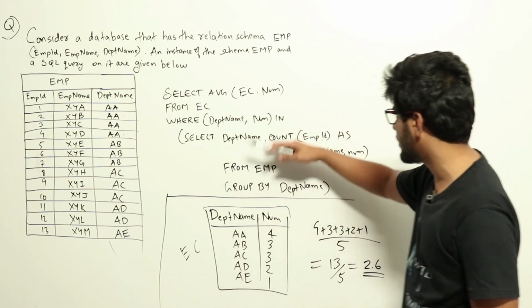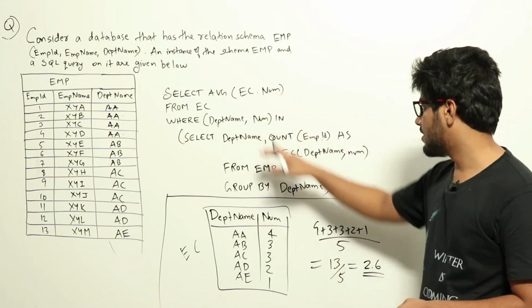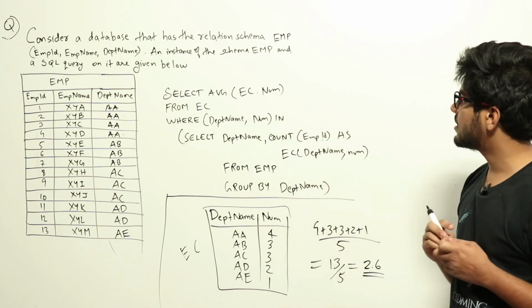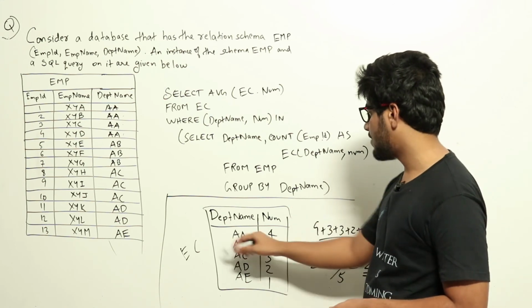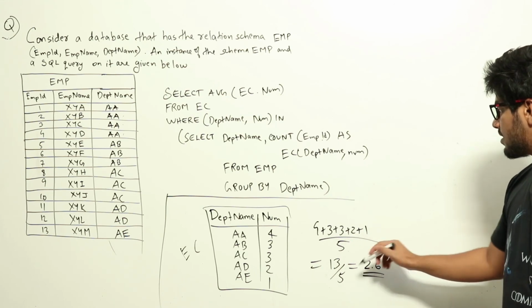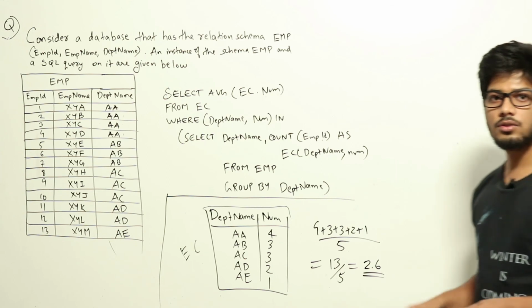So this IN part of the query actually does nothing further, since each of the rows will be in it. Effectively the outer query returns the average of this column, that's the average of EC.num. The average is 4 plus 3 plus 3 plus 2 plus 1 divided by 5, as there are 5 rows. That is 13 by 5, equal to 2.6.